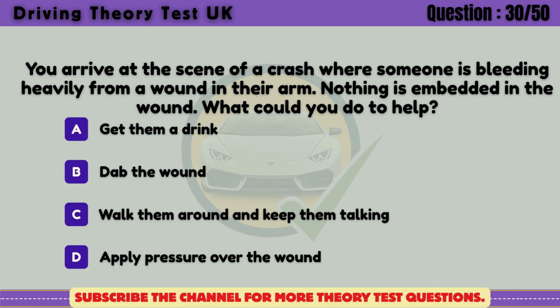arm. Nothing is embedded in the wound. What could you do to help? Option A. Get them a drink. B. Dab the wound. C. Walk them around and keep them talking. D. Apply pressure over the wound.